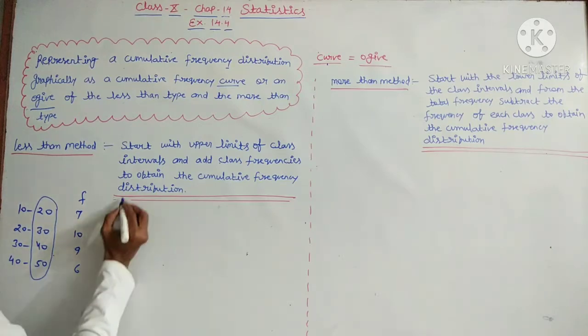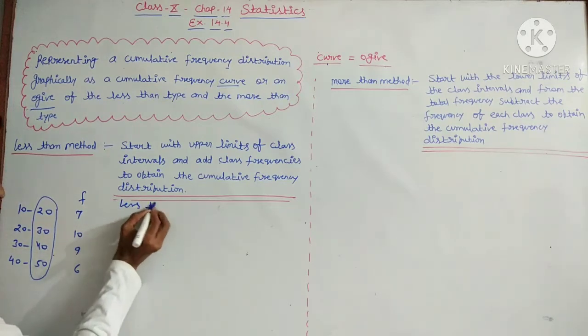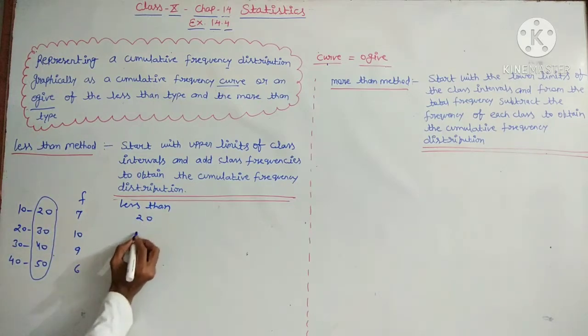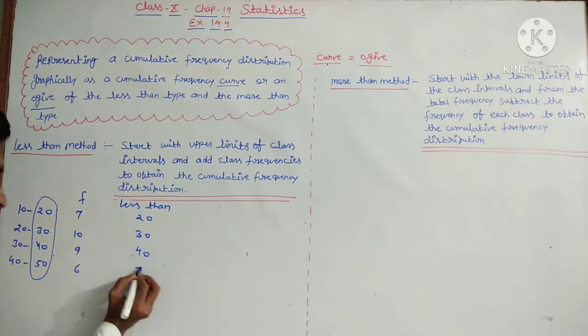So here you write less than. Suppose age less than, or quantity less than. So here it is less than 20, and you will take 20, 30, 40 and 50.